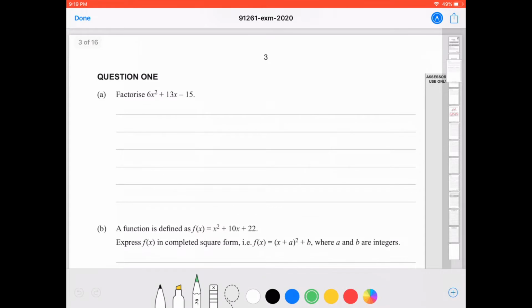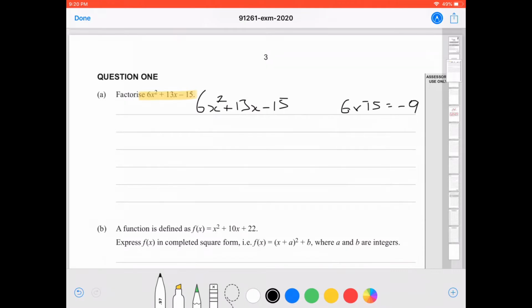So question 1, we've been asked to factorize this quadratic: 6x squared plus 13x minus 15. Our a value is greater than 1, it's 6, meaning we are going to multiply a by c, so that is 6 times negative 15, and that will equal negative 90.